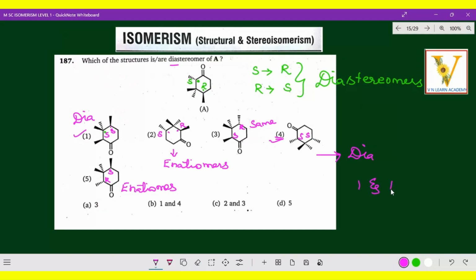So 1 and 4, it's a diastereomers. So 1 and 4, yes, option B is the correct option. I hope you got the clarity. How do we identify? So diastereomers, one will be constant, the other one will be changing.